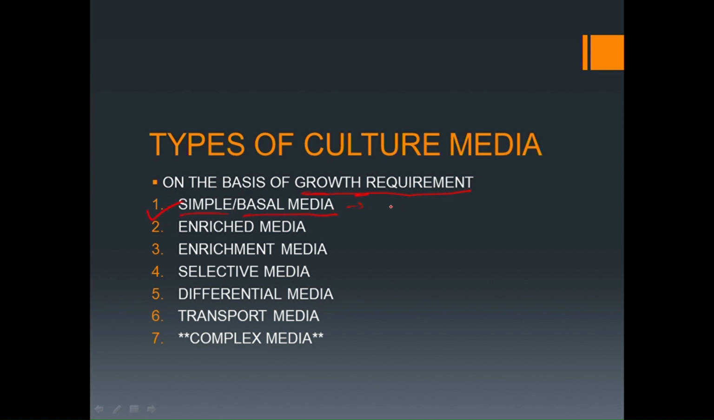This is the simplest media in which non-fastidious microorganisms grow. Fastidious organisms are those organisms which need some special requirements. Some fastidious organisms may require serum. Some may need blood, whole blood. Some may need only plasma. Some may need factors like complementary factors and so on.